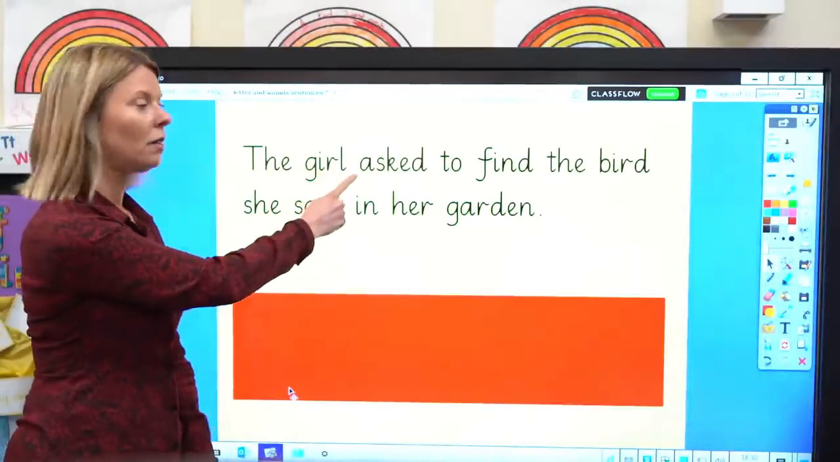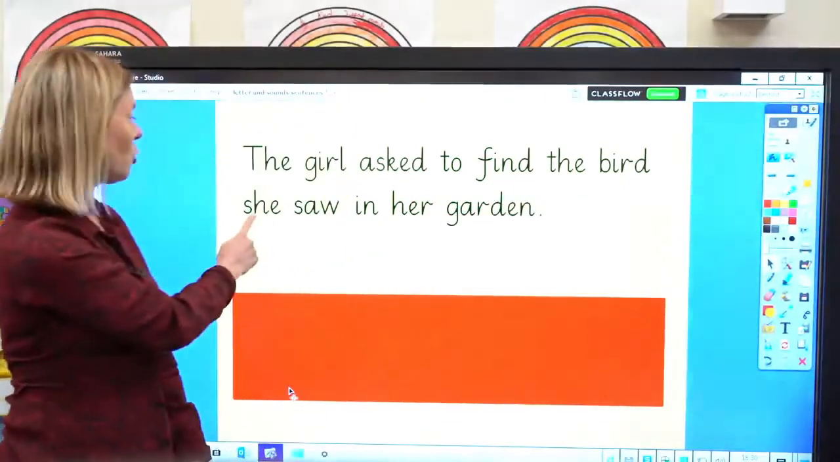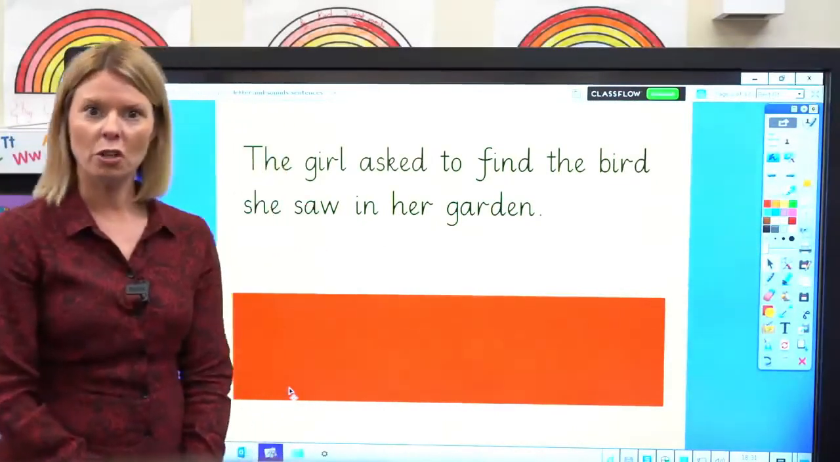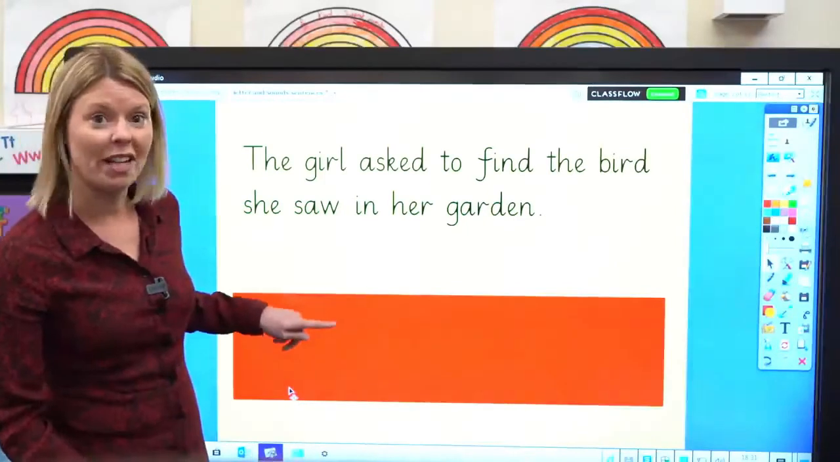The girl asked to find the bird she saw in her garden. Do you see any birds out of your window? Now let's read the next sentence.